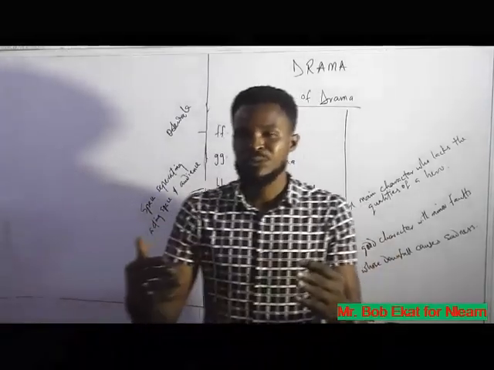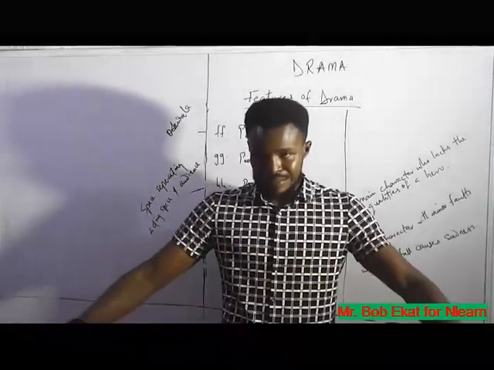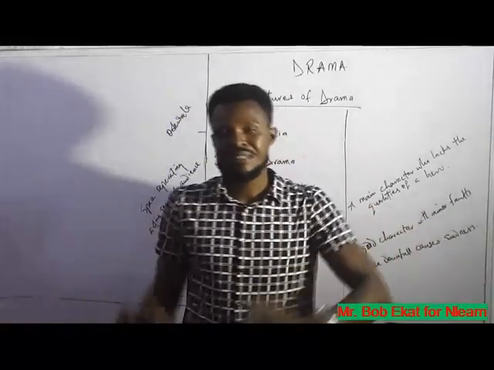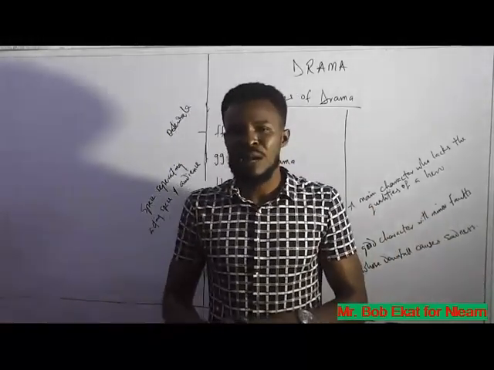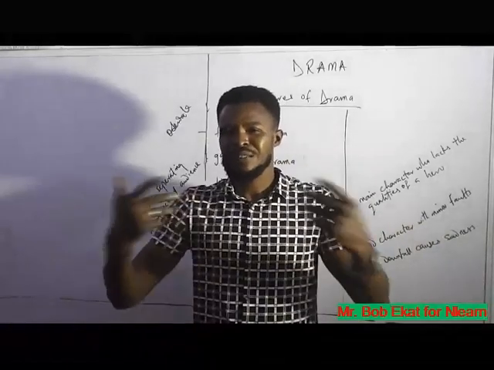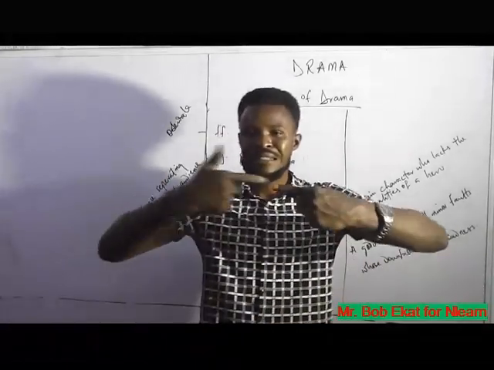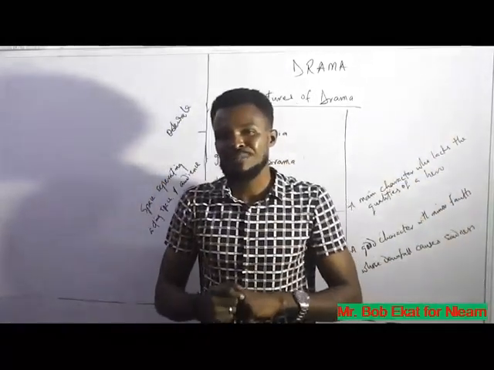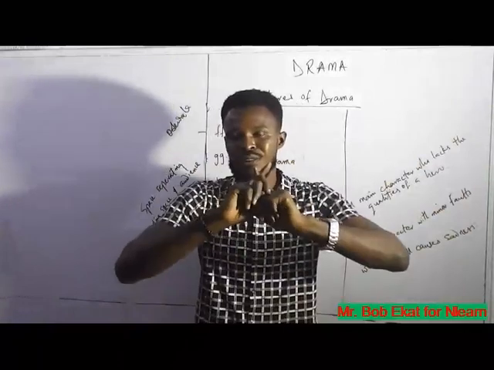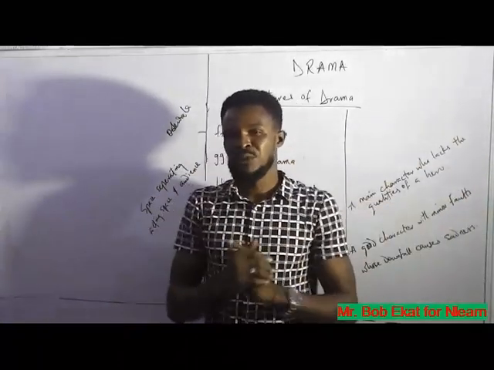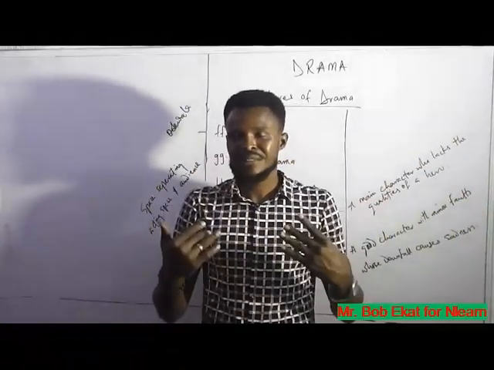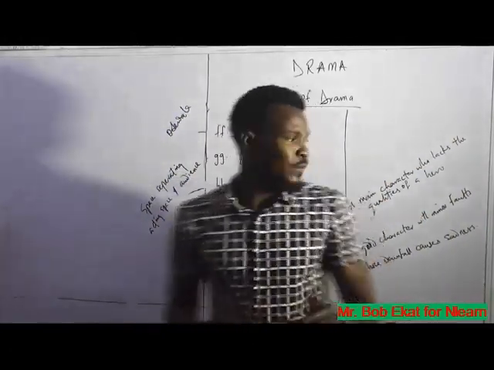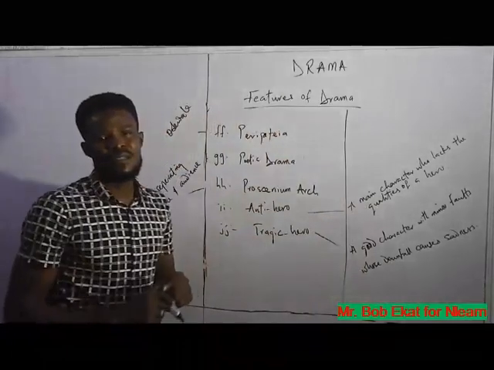The separation between the acting space, the stage, and the audience. In classical drama, there will be a curtain which separates the stage from the audience. And so when the acting is about to begin, the curtain will give way so that the actors can be seen. That is what we call the proscenium arch.